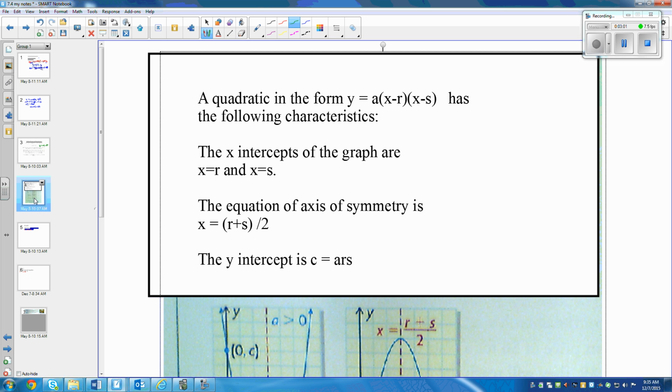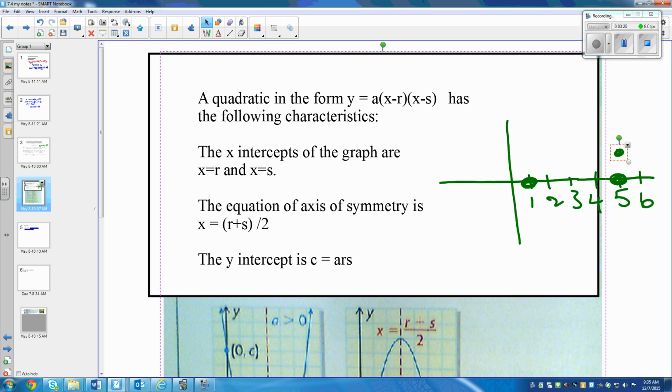If you graph something, okay, and let's say this is 1, 2, 3, 4, 5, 6. Let's say I have a point at 5. Let's say these are our two x-intercepts. If those are our two x-intercepts, I can solve for my axis of symmetry.